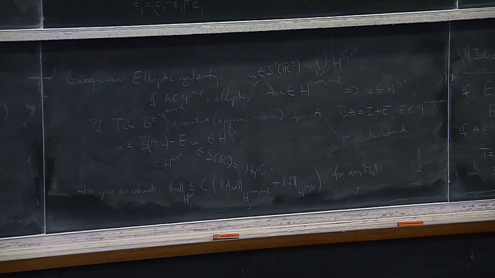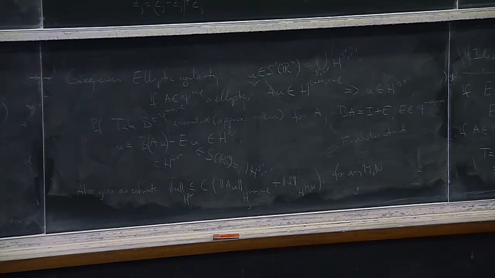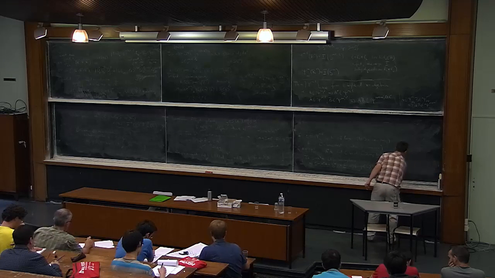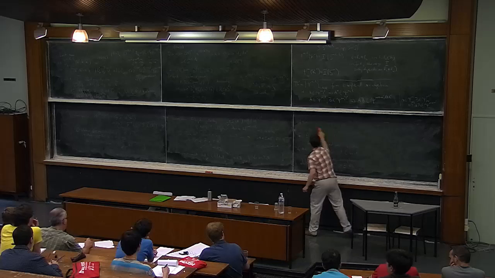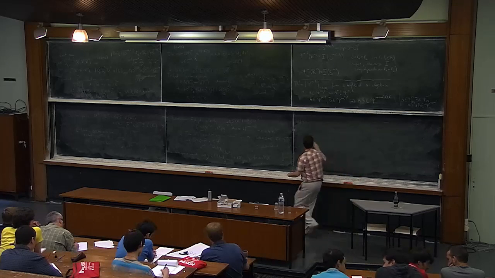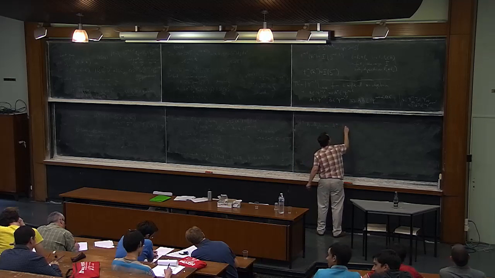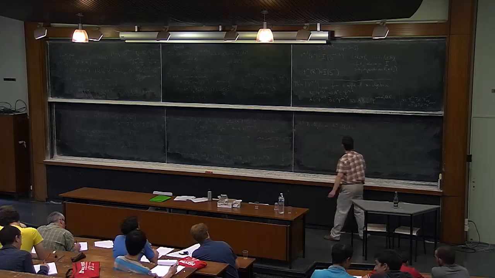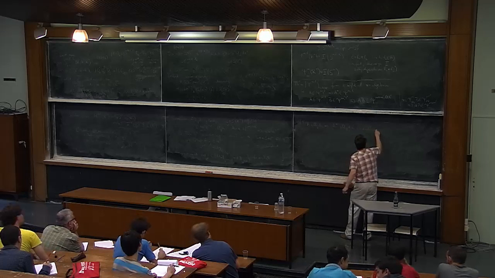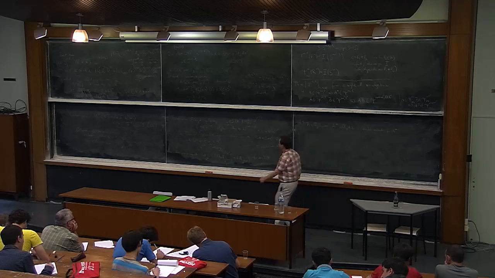Also, notice that if A is elliptic, then its adjoint A star has principal symbol A bar, so it's also elliptic. So A elliptic implies A star elliptic, because the principal symbol is A bar. And so we have a similar estimate for A star. And the two put together, you really care about which estimate you really care about.